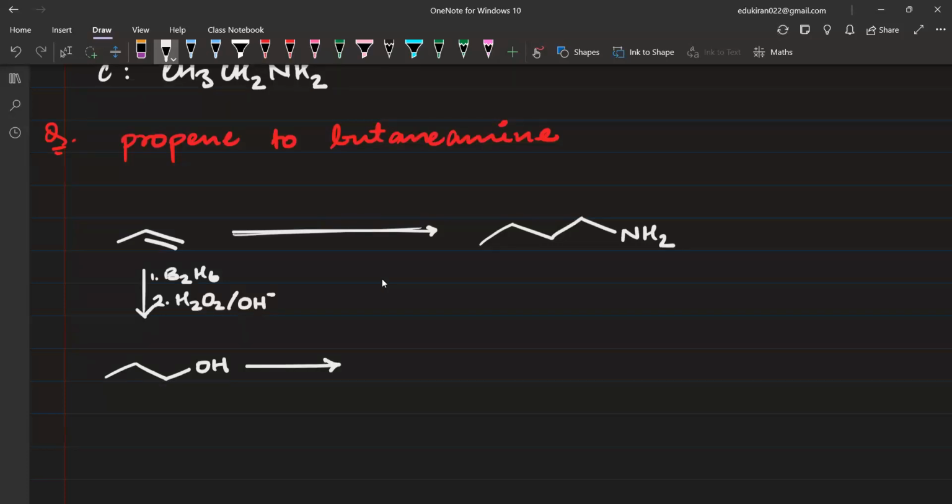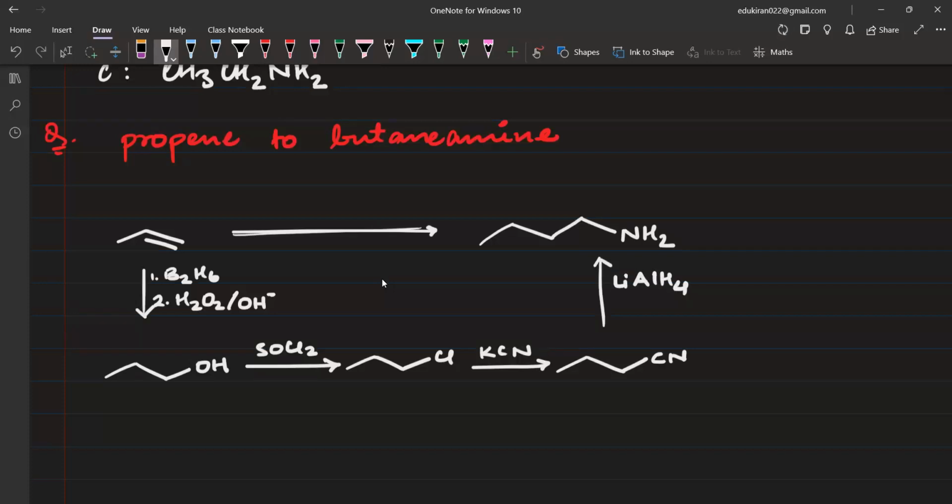Next, I will convert this to an alkyl halide using SOCl2. I will get 1, 2, 3 carbon atoms and Cl on the last carbon in place of OH. After this, I will react with KCN, and instead of Cl we will have CN. Once I have got the nitrile, I can convert it directly with LiAlH4 to get amine. As you can see, we started with 3 carbon atoms, and the important reaction is the use of KCN, which increases the number of carbon atoms by 1.